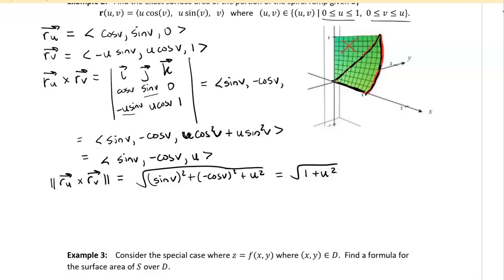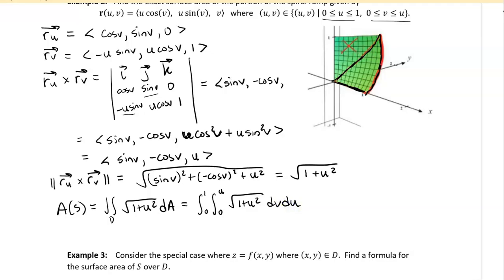So to find the area of that part of the surface corresponding to that domain given, we are going to do the double integral over D of the square root of 1 plus U squared dA, which is equal to the integral from 0 to 1, integral from 0 to U of the square root of 1 plus U squared dV dU. Taking the integral with respect to V, it's just going to put a V into the integrand. We plug in U and 0. That gives us the integral from 0 to 1 of U square root of 1 plus U squared dU. You can do some U substitution here.